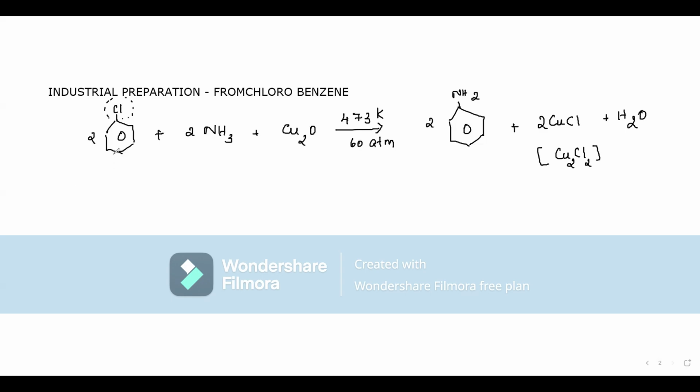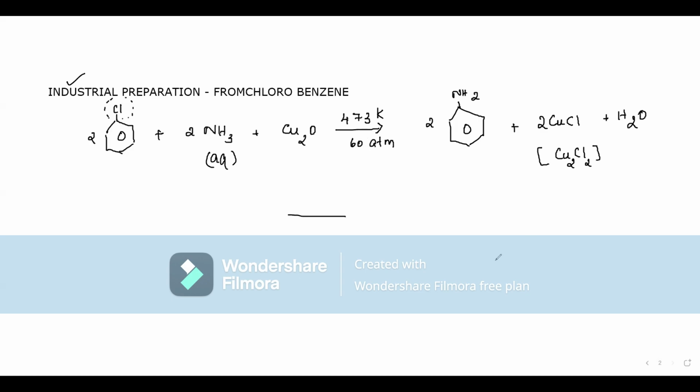So let's repeat this. This is an industrial method of preparation, large scale method of preparation, starting with chlorobenzene. Chlorobenzene is heated with ammonia, aqueous ammonia actually, in presence of cuprous oxide at 473 Kelvin temperature, 60 atmospheres of pressure gives us aniline, cuprous chloride, and water. So these are the only two methods of preparation exclusively for aniline.